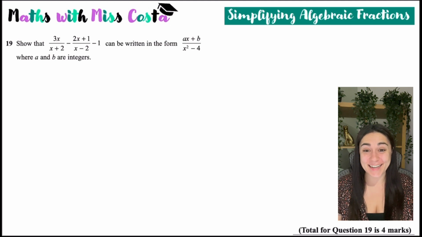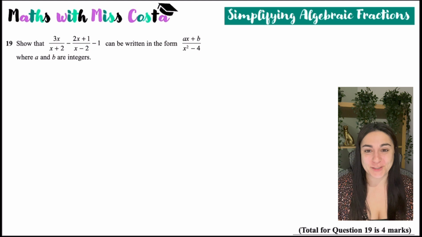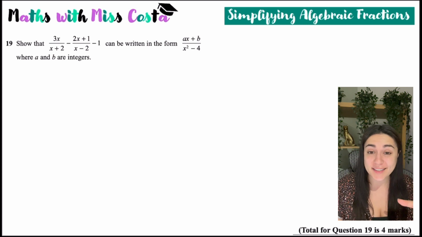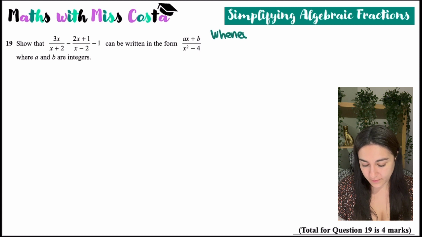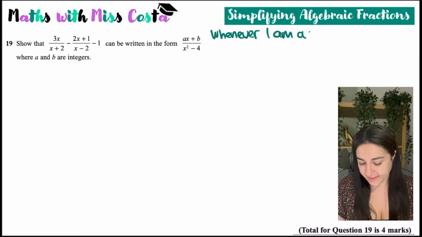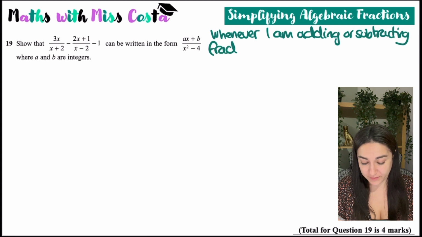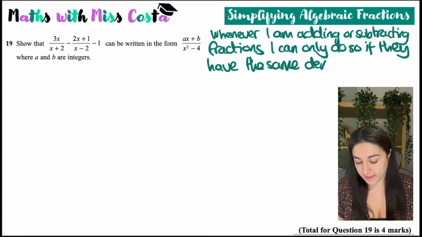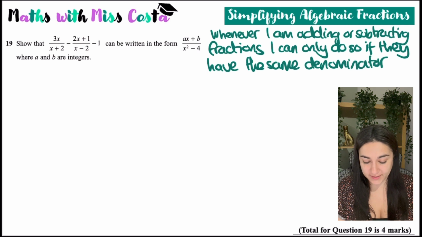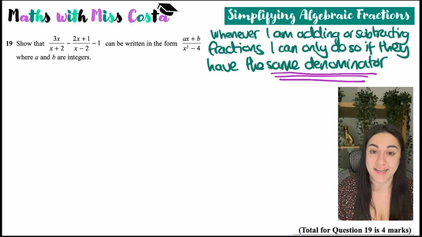Okay, so here we have a slightly complicated looking question with algebraic fractions, but remember fractions have the same rules whether they are simple fractions like 5/3 plus 2/5 or these complicated fractions, and that is that whenever I am adding or subtracting fractions, however complicated they may seem, I can only do so if they have the same denominator.